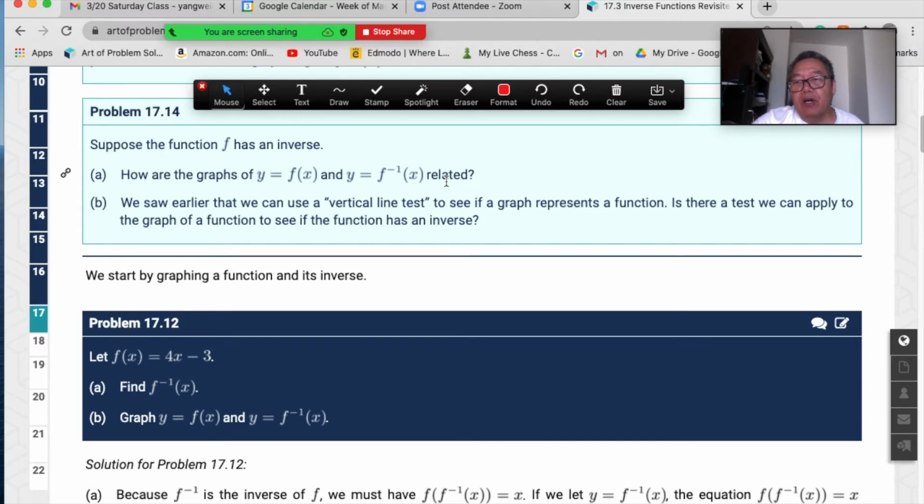B, we saw earlier that we can use a vertical line test to see if a graph represents a function. Is there a test we can apply to the graph of a function to see if a function has an inverse? Is it possible to do a horizontal line test to see if it has an inverse? Yes, you use a horizontal line test.